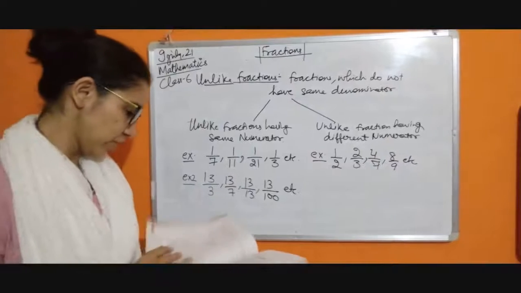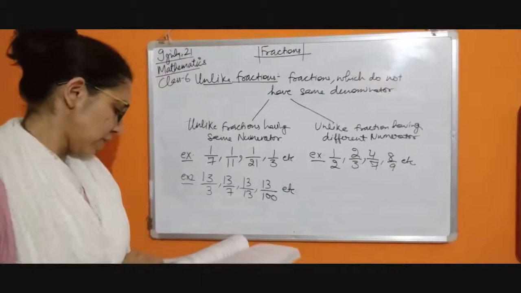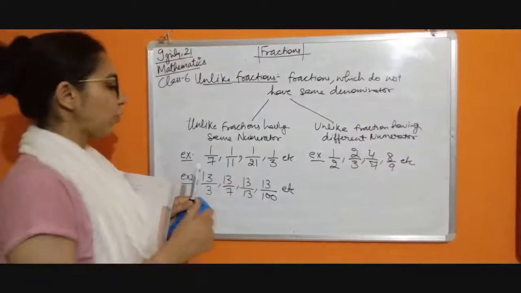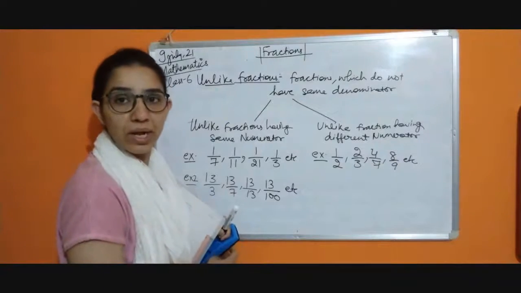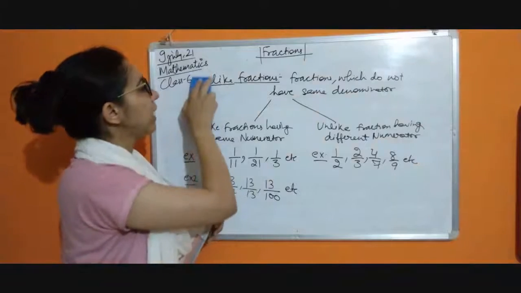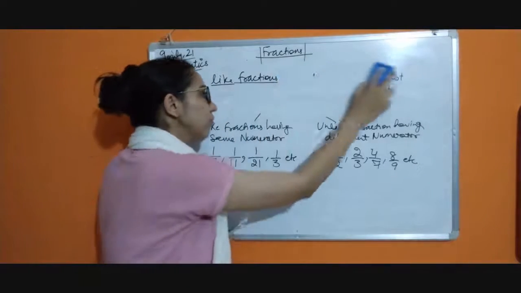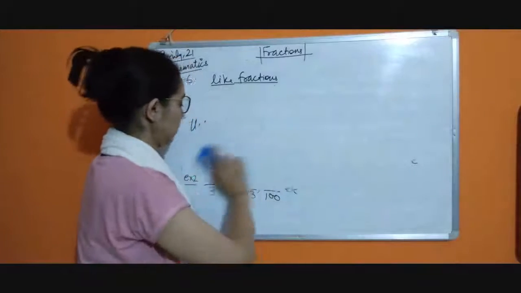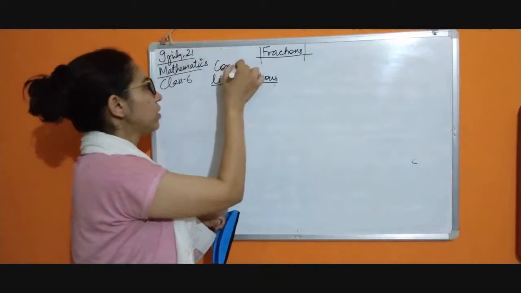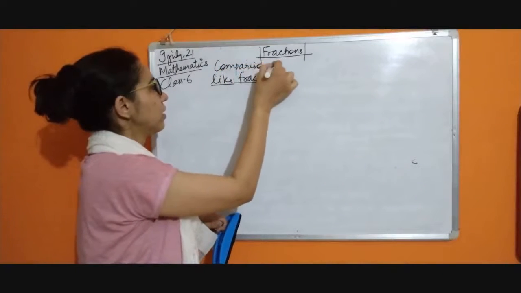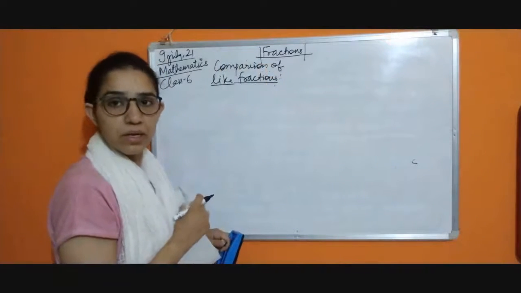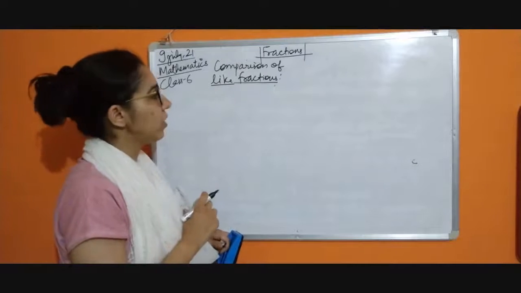Now we are going to do the comparison of unlike and like fractions. So how to do the comparison? We have different methods for unlike and like fractions. So first we are going to learn how to compare like fractions. Comparison of like fractions means we have to tell which fraction is greater, smaller, or whether they are equal in measure.